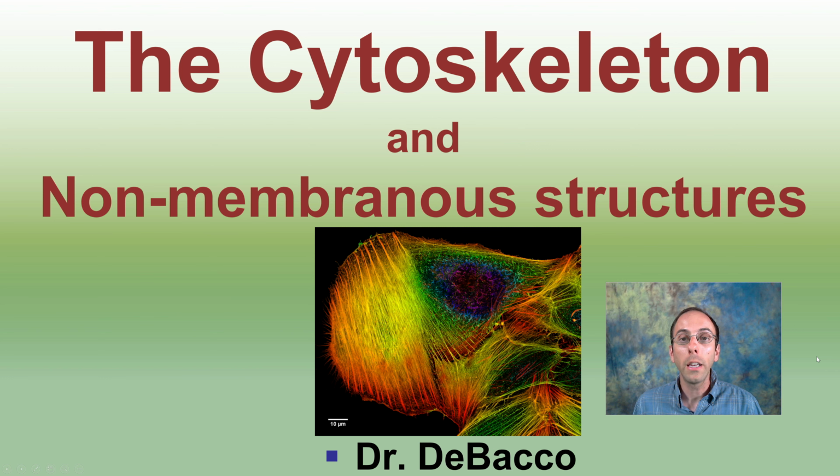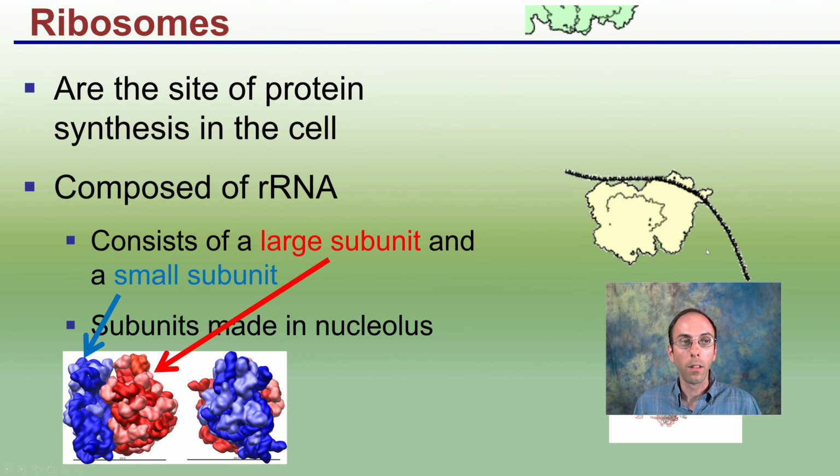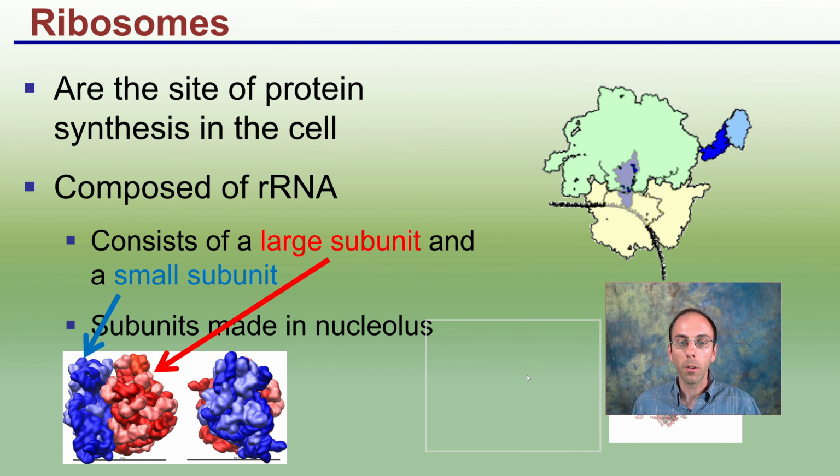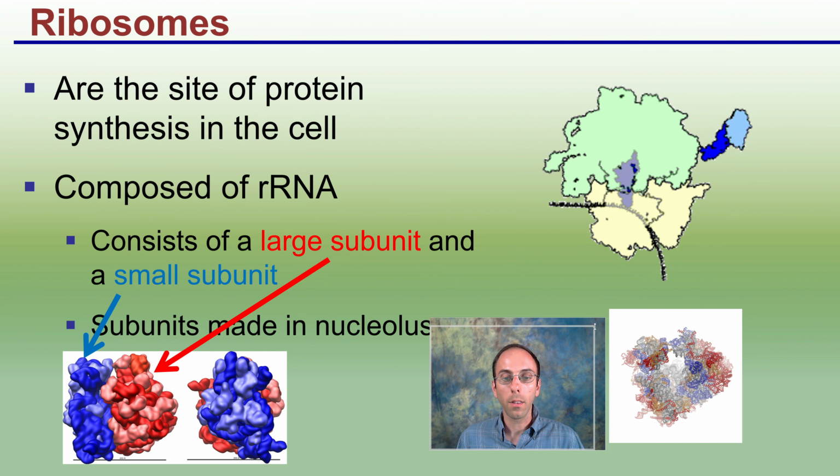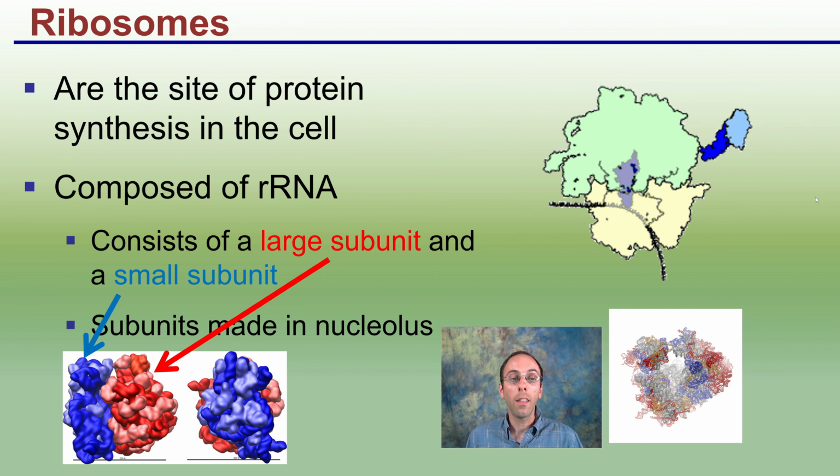So here we're going to be looking at the cytoskeleton and non-membranous structures within the cell. Kind of a cool picture here showing some of the interior structures that occur within a cell. So first off, we have ribosomes. They are an important component to cells in the sense that they are the site of protein synthesis within the cell. They're composed of rRNA, that's ribosomal RNA, and they have a large and small subunit, as we can see here, the large in the red and the small in the blue.